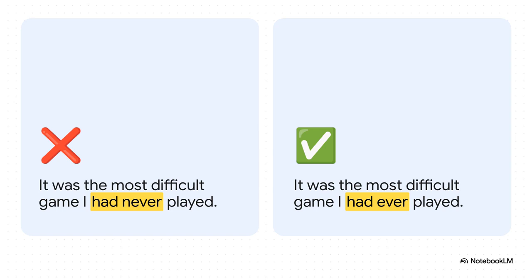Let's actually zoom in on that last error because it is super common for language learners. Check out this sentence. It was the most difficult game I had never played. Because you're using a superlative, the most difficult, you absolutely have to avoid the negative word never. The correct, natural phrasing is, it was the most difficult game I had ever played. Fixing that one tiny word choice is an absolutely critical step if you want to sound perfectly fluent.